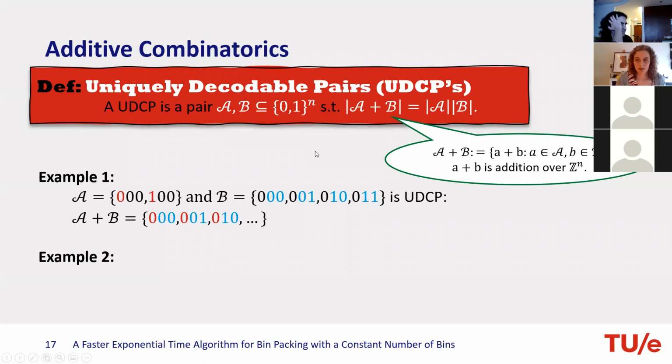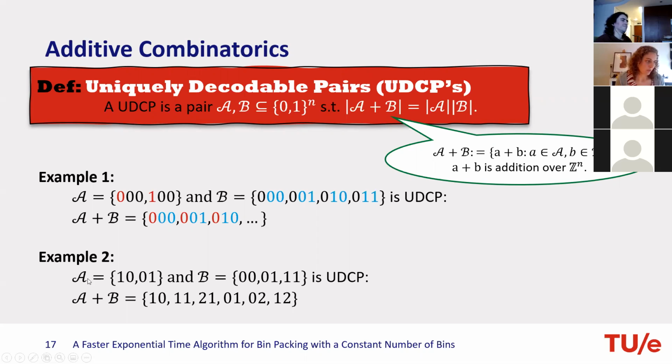But there's also another example where, for example, we have A being 0, 1, 1, 0 and B being 1, 1, 1, 0, 0, 0, opposite 1, 1. So it's not entirely clear at first that this is indeed uniquely decodable. However, the size of A plus B is now 6 because we can make these 6 things, and the size of A is 2 and the size of B is 3. So indeed it must be uniquely decodable by that.